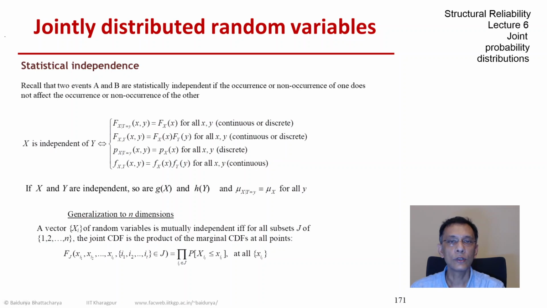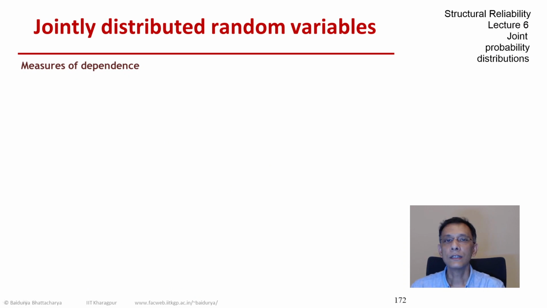So looking at that for the n-dimensional random variables, we have one expression for the joint CDF. It must be the product of the individual CDFs for all possible subsets of the index set. And we could write this in terms of the joint density function, in terms of the joint characteristic function, and so on.